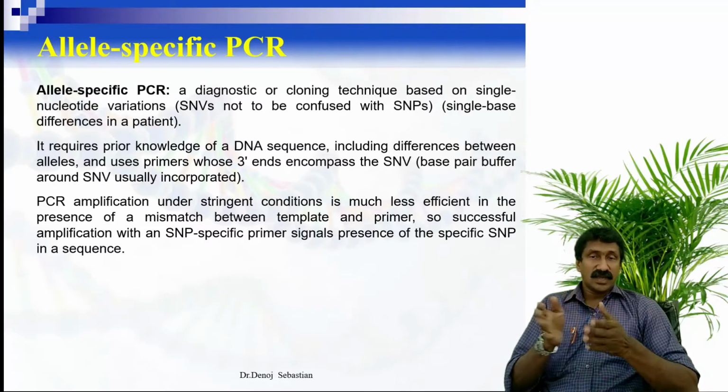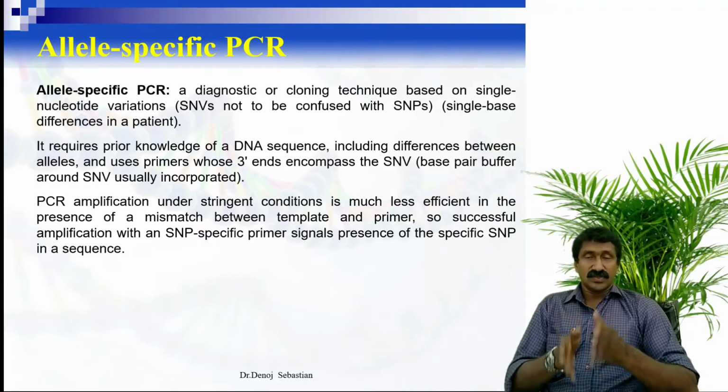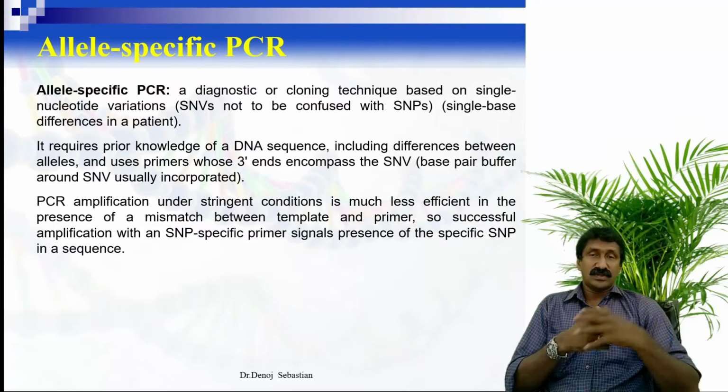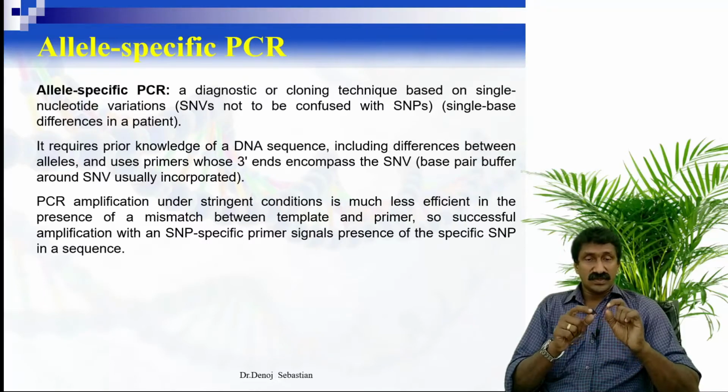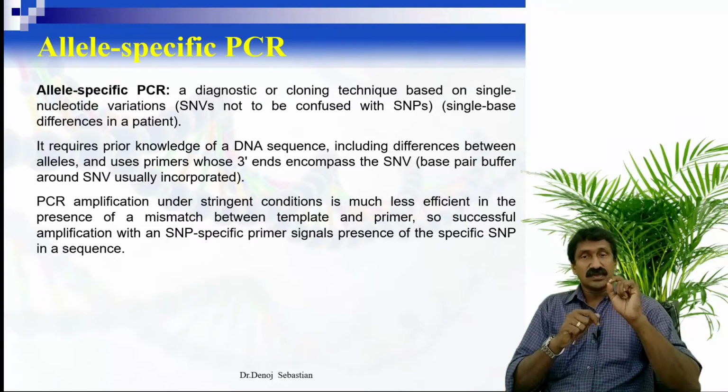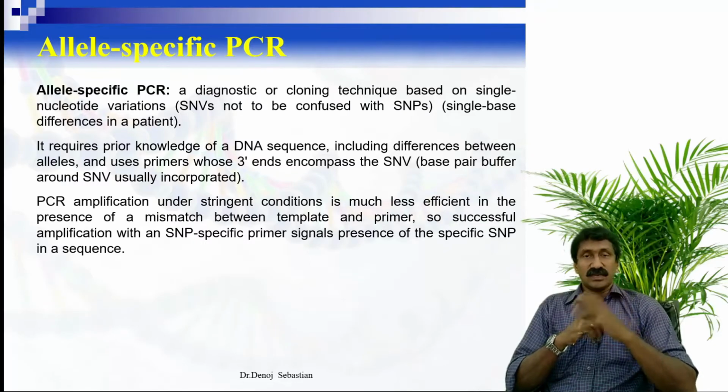So the wild type will have a normally used nucleotide, but the patient or the diseased gene that you are looking for may have a single nucleotide variation. So you design a primer which will target that single nucleotide variation if present. That will be targeted and it is amplified.